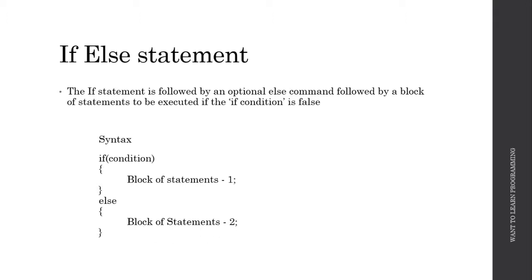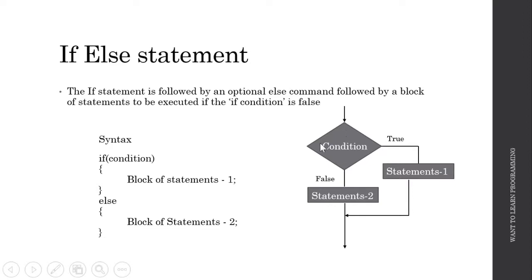Let's look at this with a flow diagram. When the compiler reaches the condition, it checks if the condition is true or false. If the condition is true, it goes to this side and executes block of statements 1. If the condition was false, then it executes block of statements 2. After executing either block of statements 1 or block of statements 2, it continues with the rest of the program. Please notice here that only one among block of statements 1 and block of statements 2 can be executed.